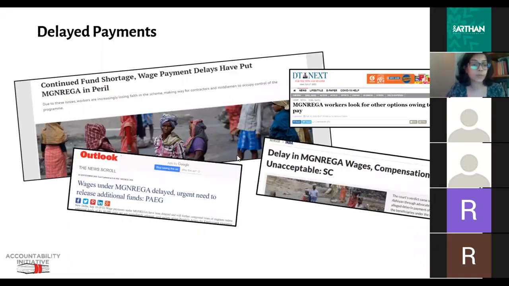The second point that we wanted to bring out was the issue of delayed payments. This is another headline that's often associated with Manrega. What is important to note is that Manrega has a very improved and efficient information system. This has improved significantly over the last decade.